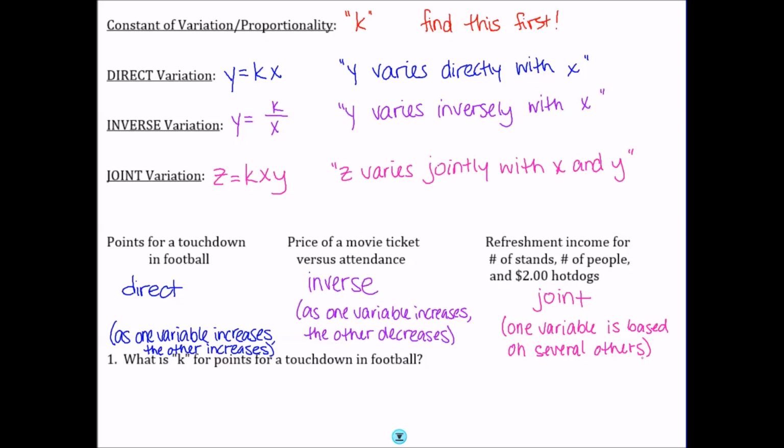So, what would K be for points for a touchdown in football? If we go back to this first example, and we're looking at how many touchdowns you score and how many points you earn from those touchdowns, K, or the constant of variation, would be the number of points that you earn for each touchdown. So for the act of getting in the end zone, you earn 6 points. Whether you kick the extra point or go for the 2-point conversion would be a separate calculation. But each time you get in the end zone, you score 6 points.